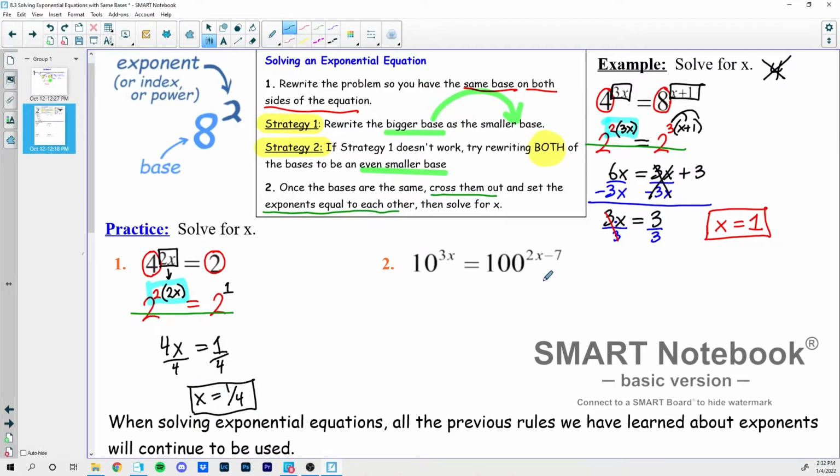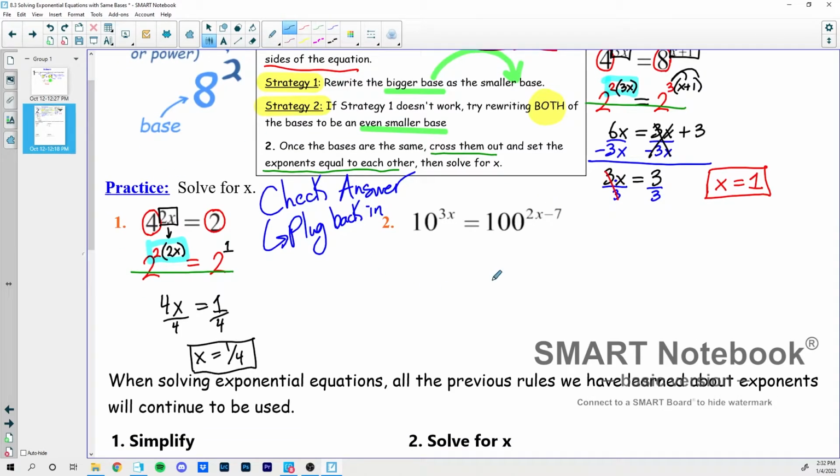So one thing I want to talk about really quick before we move on to the next problem is, when you're doing these problems, and if you're not sure if you're doing them correctly, there's always a way to check your answer by plugging it back in. So you can always check your answer. All you have to do is plug your answer back into the problem and see if it makes a true statement or not, okay? All right, let's go ahead and do this last problem here, and then we'll move on to a couple harder ones.